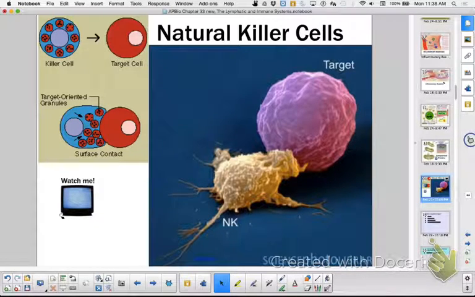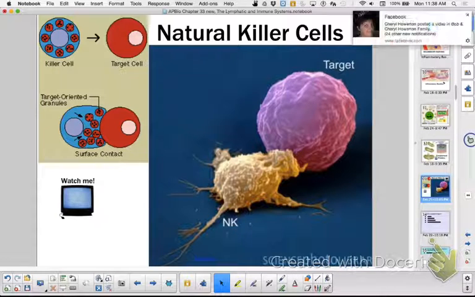Okay, these were mentioned earlier in the inflammatory reaction of the natural killer cells, and I just want you to see how they are at work. And this is the portion of the lecture. I'm going to stop right here.